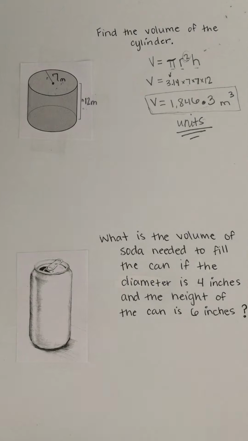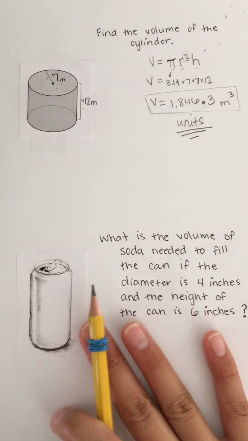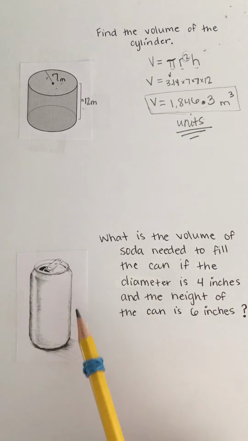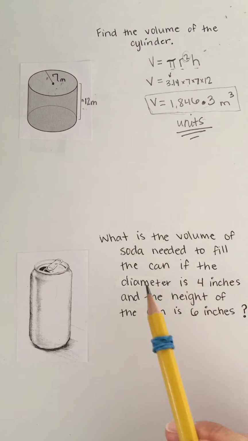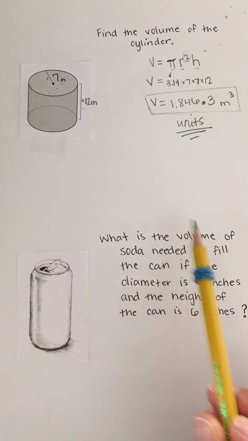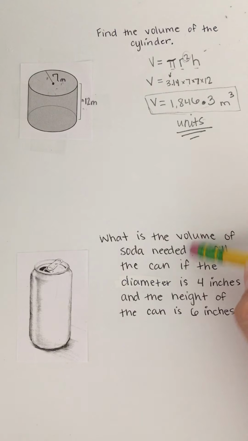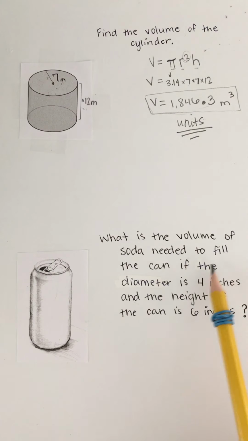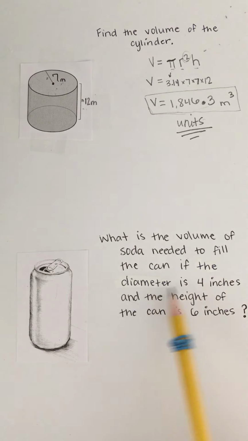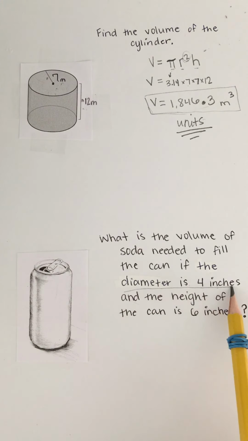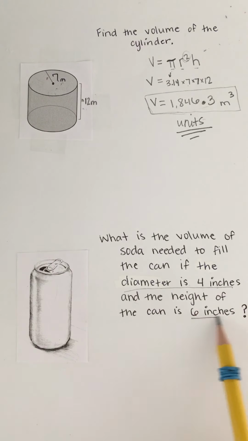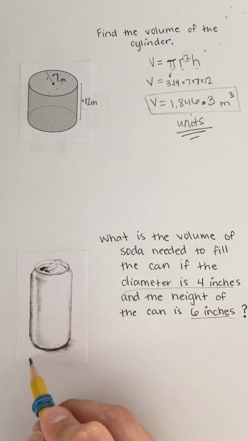Okay. I'll do one more. So this one, it might look a little different, but still it's a cylinder. So here's a can. Soda can is a cylinder, right? Circle on top, circle on the bottom, connected by a curved surface. So the word problems are going to be very similar. You're still finding the volume. What is the volume of soda needed to fill the can if the diameter is 4 inches? So this is important. And the height of the can is 6 inches. That's important.